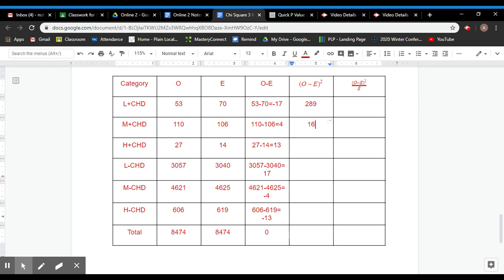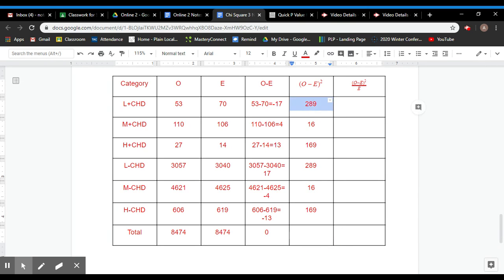4 squared is 16. 13 squared is 169. 17 squared again is 289. Negative 4 squared is 16. Negative 13 squared is 169. And it doesn't really matter what all those add up to. This space doesn't really matter.